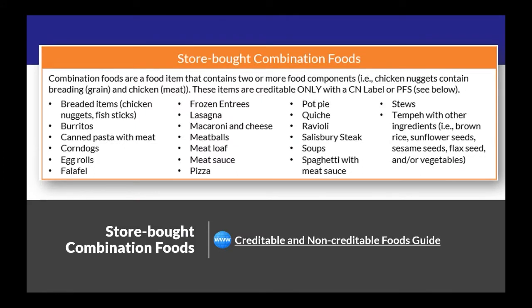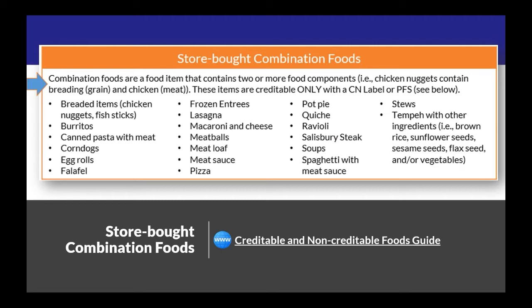So on the screen is a list of store-bought combination foods. And a combination food is a food item that contains 2 or more food components, for example, meat, grain, or vegetable. And some common examples are breaded items like chicken nuggets, patties, or strips, or fish sticks because they contain breading, which can count as the grain component, and then chicken or fish, which is the meat component.